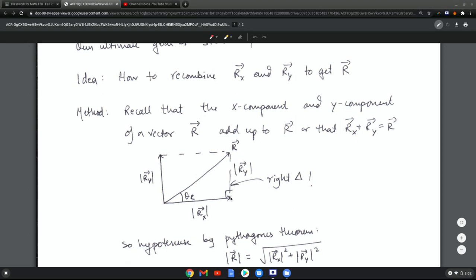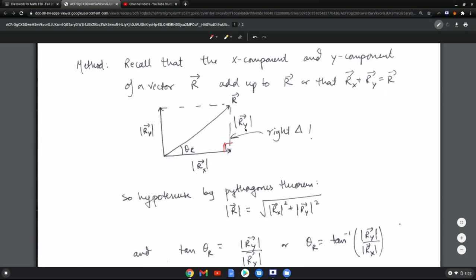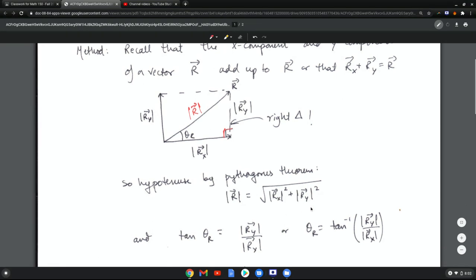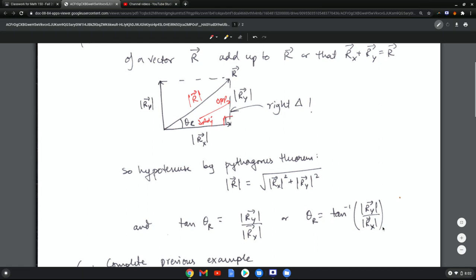But what you notice here is that this is a right triangle, which means we can find the hypotenuse by the Pythagorean theorem. That's the magnitude of R, which is the hypotenuse. So that's going to be the square root of Rx squared plus Ry squared. But then also from trigonometry, we know that tangent is opposite over adjacent. So tan theta R is Ry over Rx, or theta R becomes tan inverse of Ry over Rx.